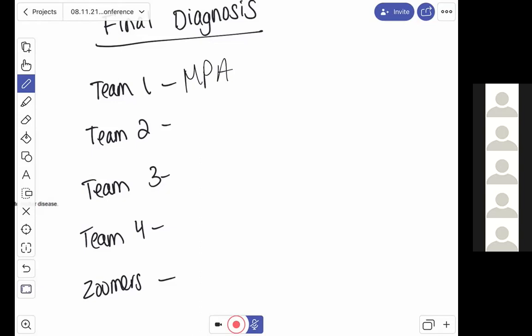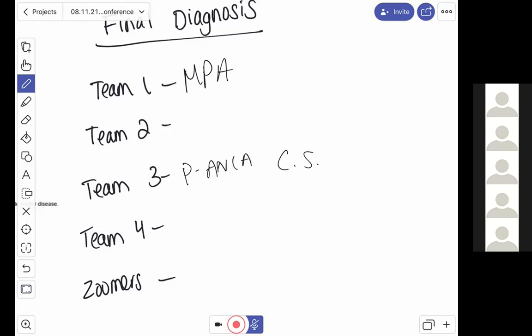Team 3. That's fine. So I don't know what else is. Okay, so maybe Churg-Strauss. Okay.